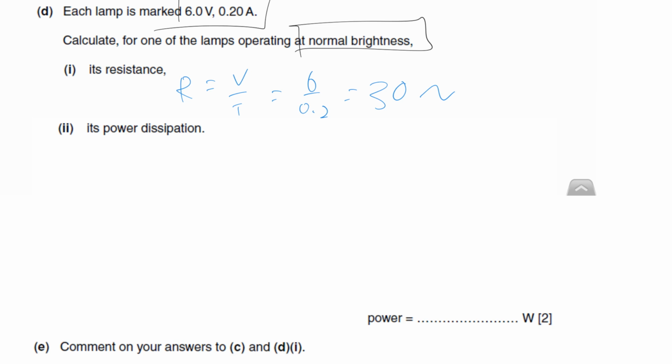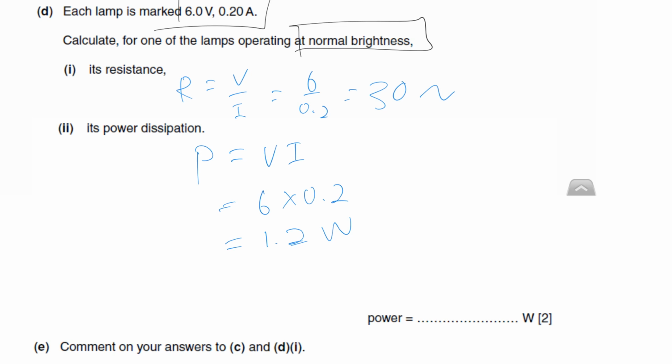Right, so next part, find the power dissipated. That is also quite straightforward. Since you know the V, the I, the R, you can actually use any of the formulas. You probably want to use P equals VI because you don't have to square anything. So 6 times 0.2, which is 1.2 watt.